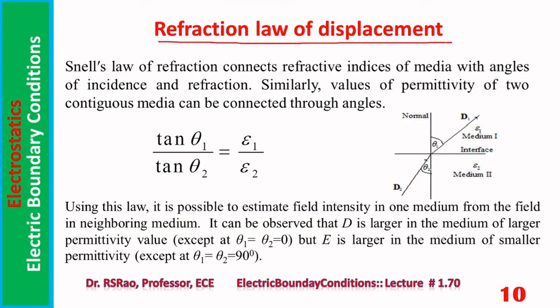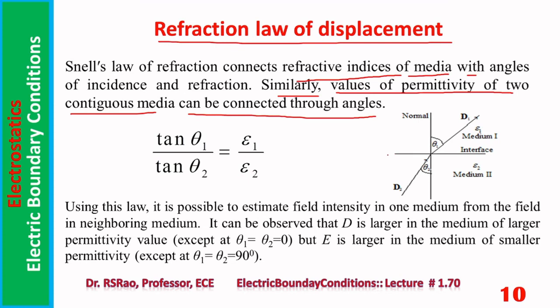Okay. Now there is a law, the refraction law of displacement. Normally refraction and reflection are phenomena associated with waves. In static fields, no wave exists. A static electric field is not a wave phenomenon. So refraction is something alien to static fields, but still this term is used: refraction law of displacement. The reason is that this law, in form, is similar to Snell's law of refraction: sin i by sin r equals mu, the refractive index. Snell's law connects refractive indices of media with angles of incidence and refraction. Similarly, permittivities of two contiguous media can be connected through angles: tan theta 1 by tan theta 2 equals epsilon 1 by epsilon 2.